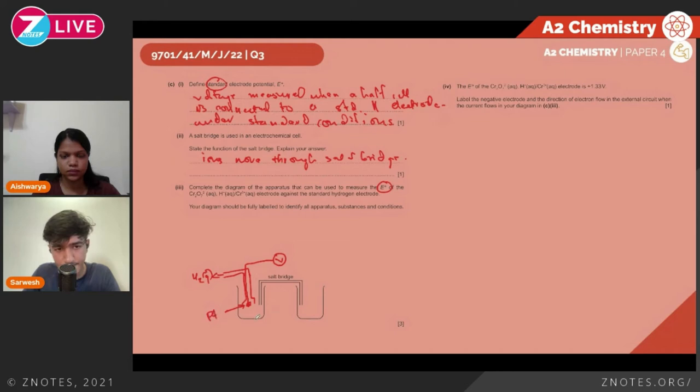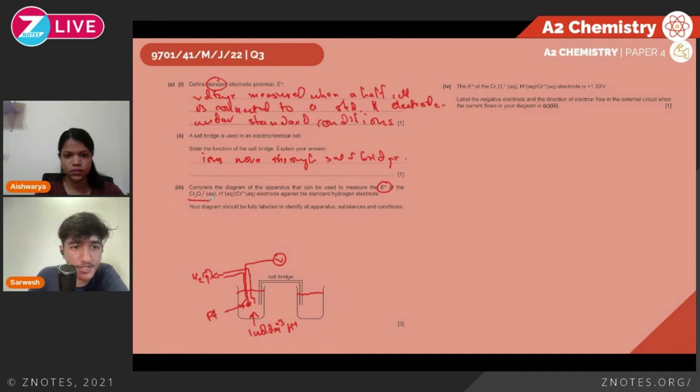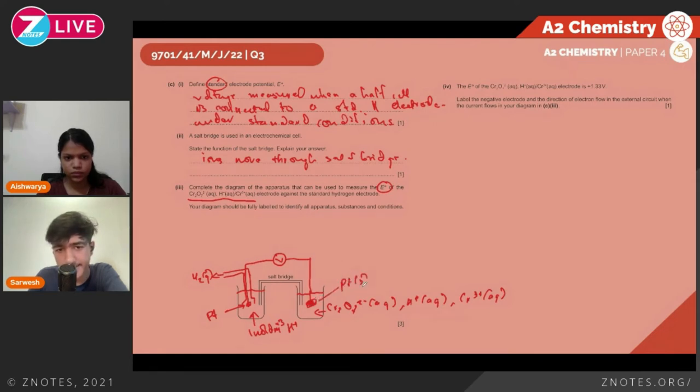This would be platinum. Over here, you would have 1 mol per dm cube of hydrogen ions, so 1 mol per dm cube of an acid. And over here in this half cell, you would have a solution of, let's see what's mentioned, okay, of Cr2O7 2- (aq), H+ (aq), Cr3+ (aq). So basically, this is all these species. And since it's a solution, you also will be using platinum in this case over here. So just Pt. Okay, don't forget the S over here.